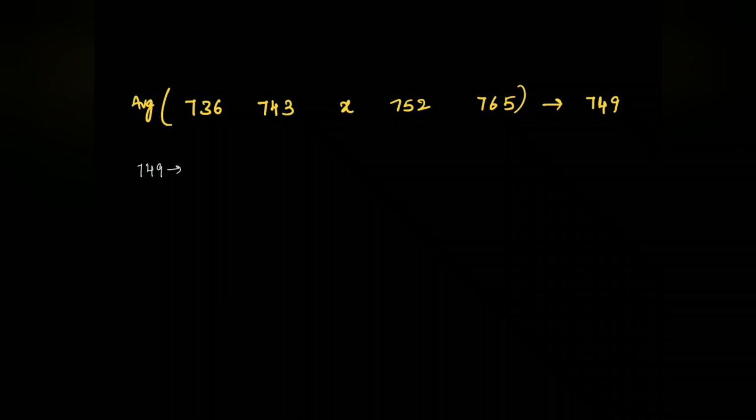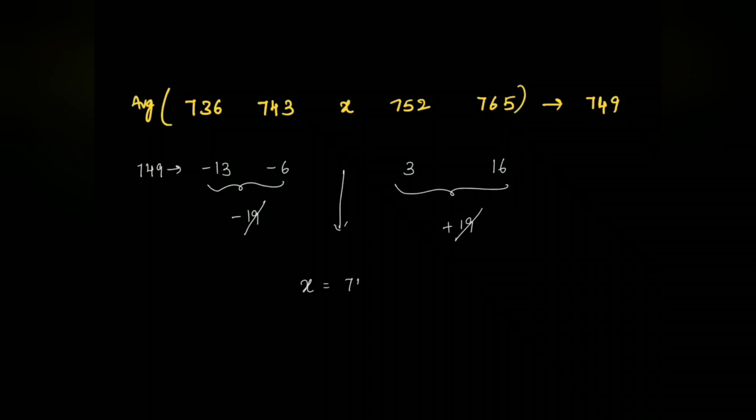Now first find out the deviations, so subtract it, it will be minus 13. Now 743 minus 749, it will be minus 6. Leave it as it is. Now 752 minus 749, that would be 3. 765 minus 749, that is 16. Now minus 13 minus 6 is minus 19. Now this one is plus 19. Minus 19 plus 19 cancel. So now the sum of deviations is 0. Therefore the value of x is our average only, that is 749.